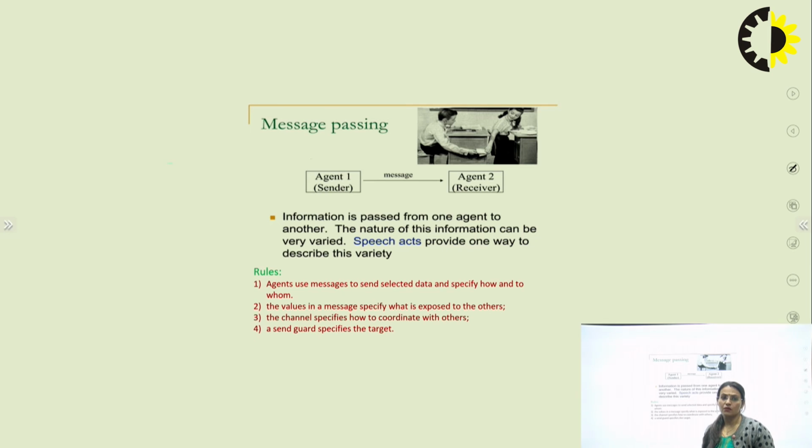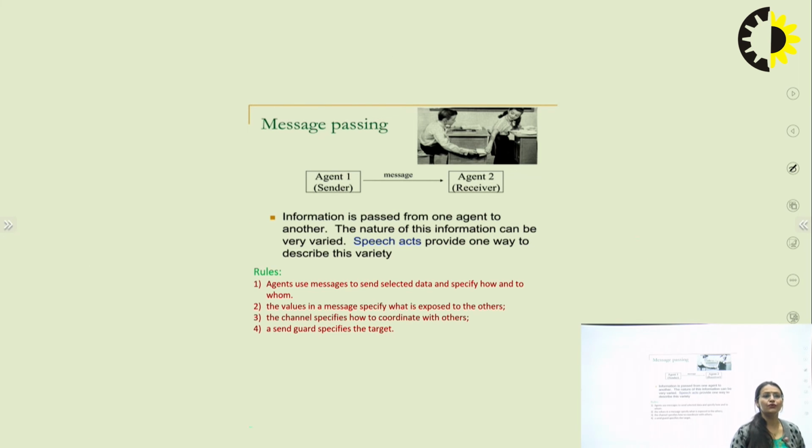Next is message passing. The second way of communication is message passing. As the name suggests, messages are passed from one agent to another agent. Here, the first agent acts as a sender and the other agent acts as a receiver. So information is passed from one agent to another. The nature of this information can vary, and this variation requires various kinds of rules.